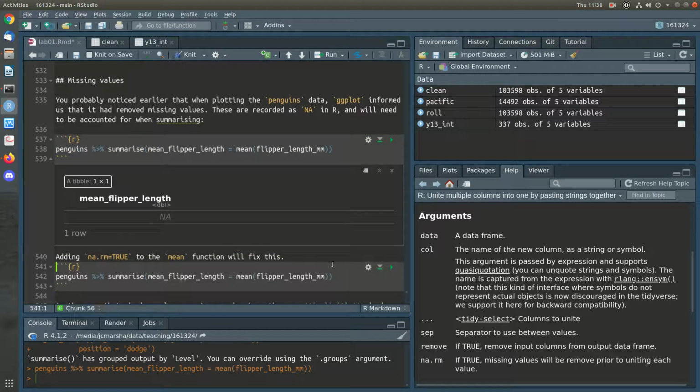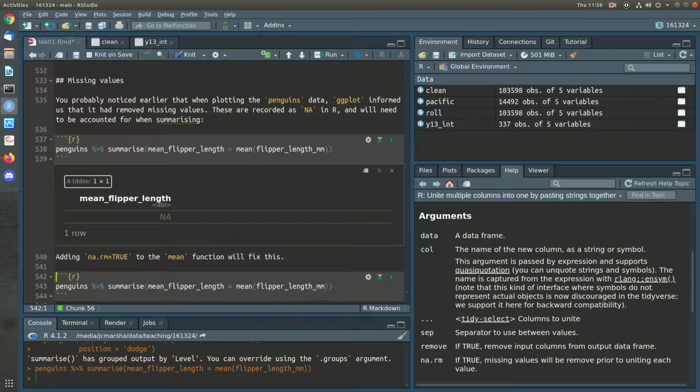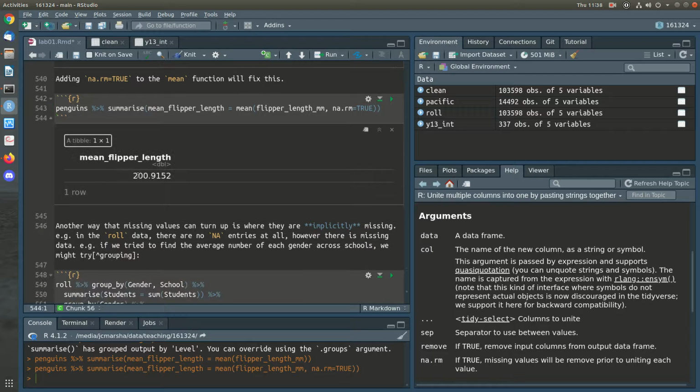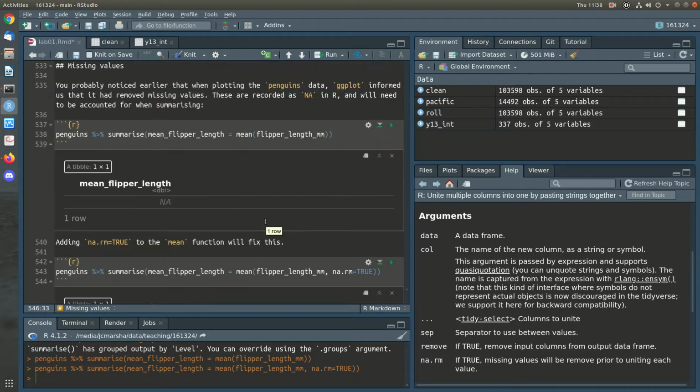Let's just put that there so we can see what happens. Then we get the right answer, right? 200.9. So that's removed the missing values first and then computed the mean. Okay. So this is where the missing values are explicit. They're actually listed in the data frame.